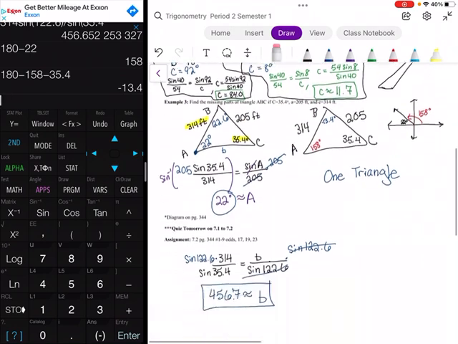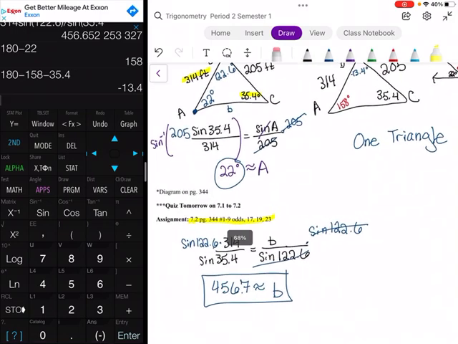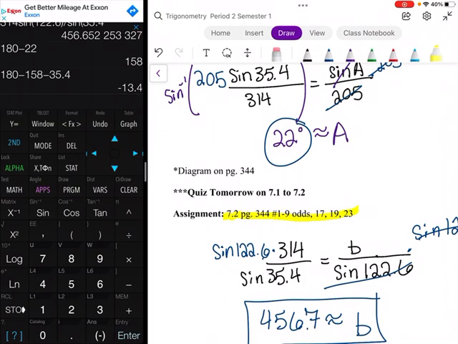So why don't you go ahead and do the homework for today. It is 7.2, page 344. It's numbers 1 through 9, the odd numbers, and then 17, 19, and 23. We still will have a quiz tomorrow.